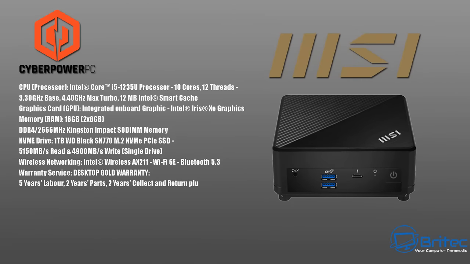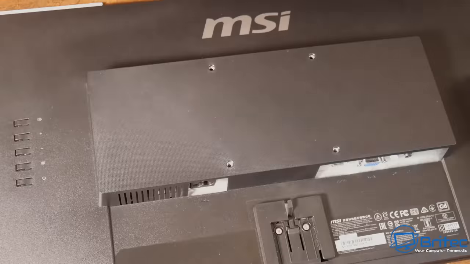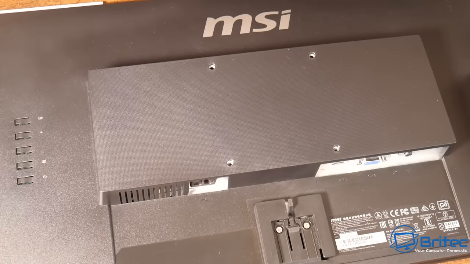There's the full specs here. i5-1235U processor. That's 10 cores, 12 threads. For this one, 3.3 gigahertz base with 4.4 gigahertz max turbo with 12 megabytes of smart cache on here. The graphics is the Iris Xe graphics on here. Memory 16 gigabytes on this configuration, DDR4 2666 megahertz Kingston memory. And we also have that NVMe 1 terabyte drive in here, which can be upgraded as well. So a pretty high spec mini PC here from MSI.